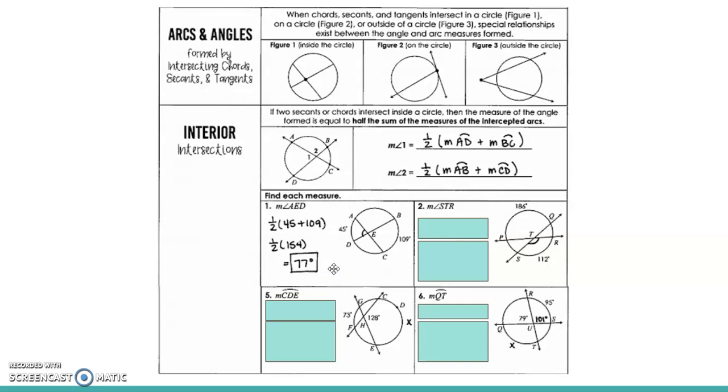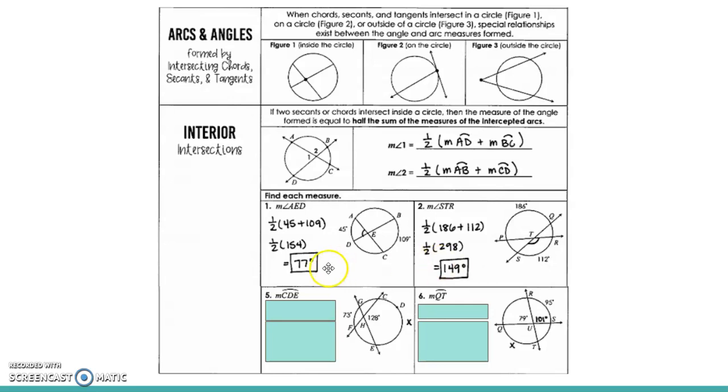For number 2, we're looking for angle STR. In order to find STR, we need arcs PQ, which they gave us as 186, and SR, which they gave us as 112. We're adding those together and cutting it in half in order to find our angle, and we find that our angle is 149 degrees.